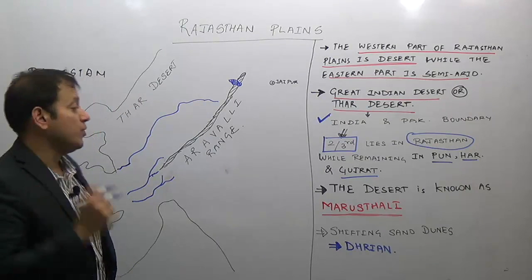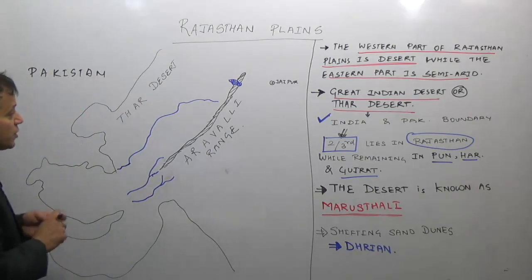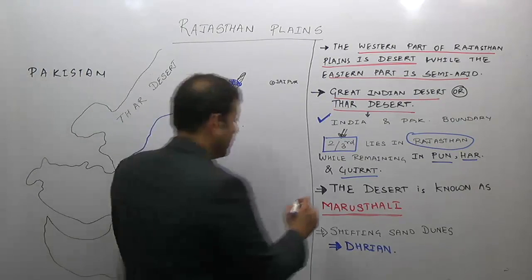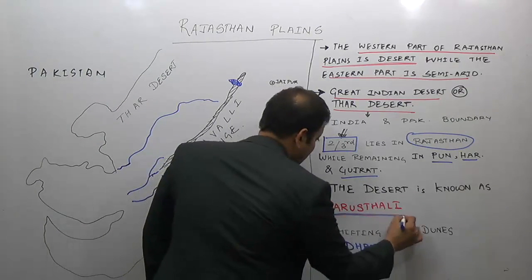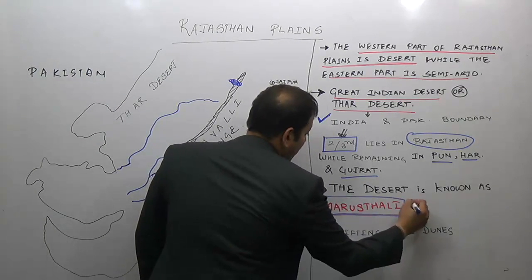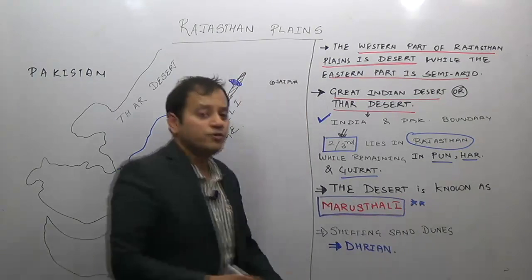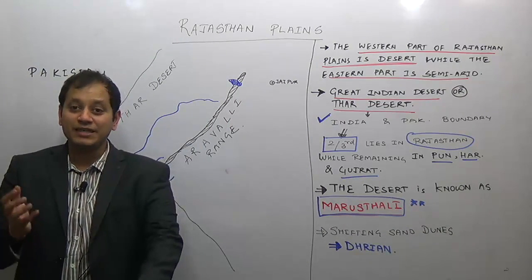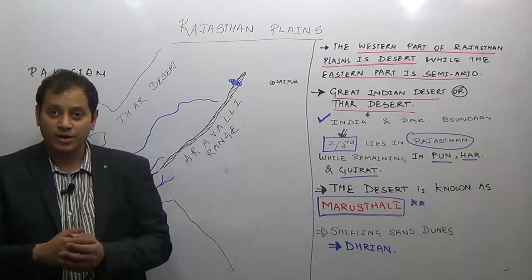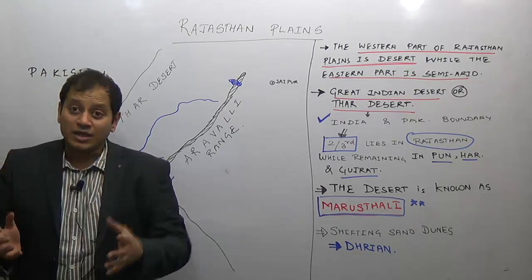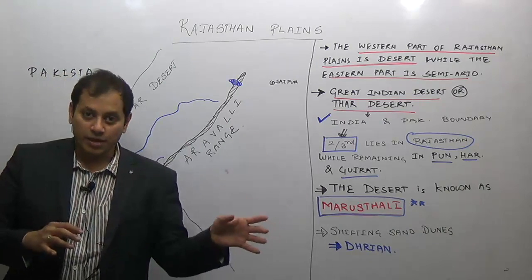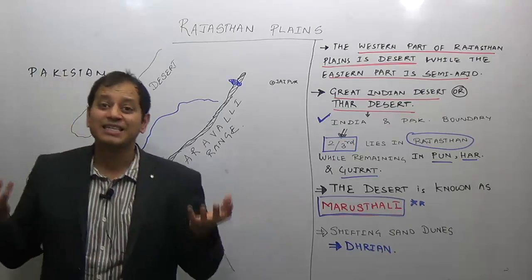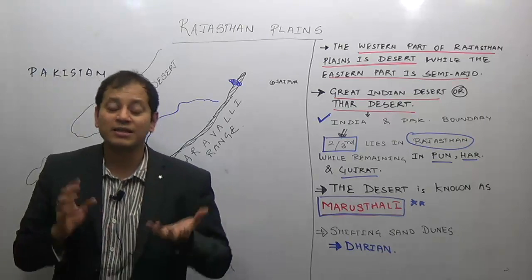Gujarat. Now, the desert, proper desert, which is on the western part, is known locally by the name Marusthali. So, Marusthali means desert. This is the point you have to remember from the prelims point of view or from the exam point of view. What is the local name of a desert in Rajasthan? So, it is known as Marusthali. Some Marusthali is sandy, some is rocky. The sandy Marusthali, obviously sandy means there will be sand dunes in the Marusthali, in the Thar desert.